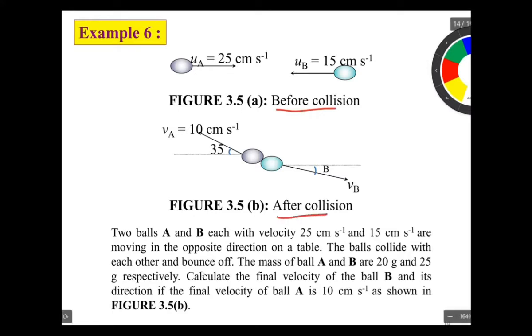Okay. Two balls A and B, each with the velocity 25 cm per second and 15 cm per second, are moving in the opposite direction on a table. The balls collide with each other and bounce off. The mass of ball A and B are 20 gram and 25 gram respectively. Calculate the final velocity of ball B and its direction if the final velocity of ball A is 10 cm per second, shown in figure 3.5B.